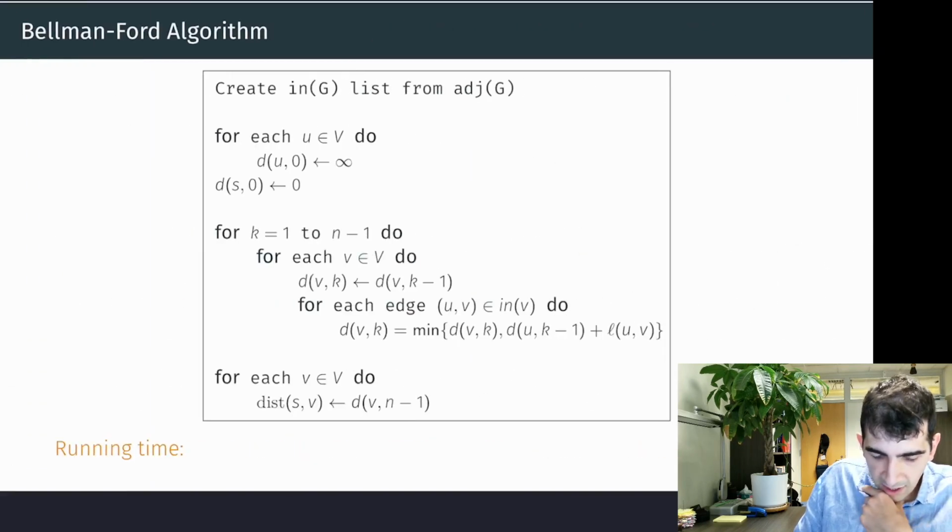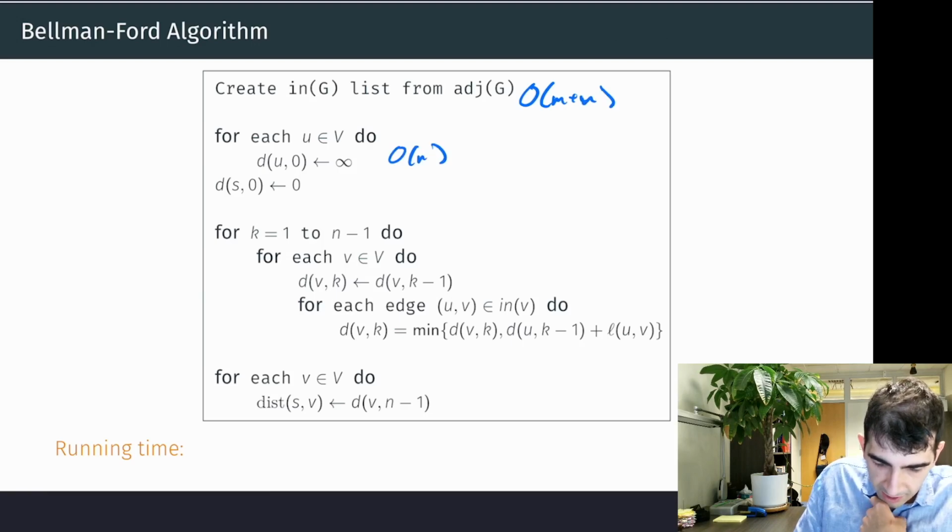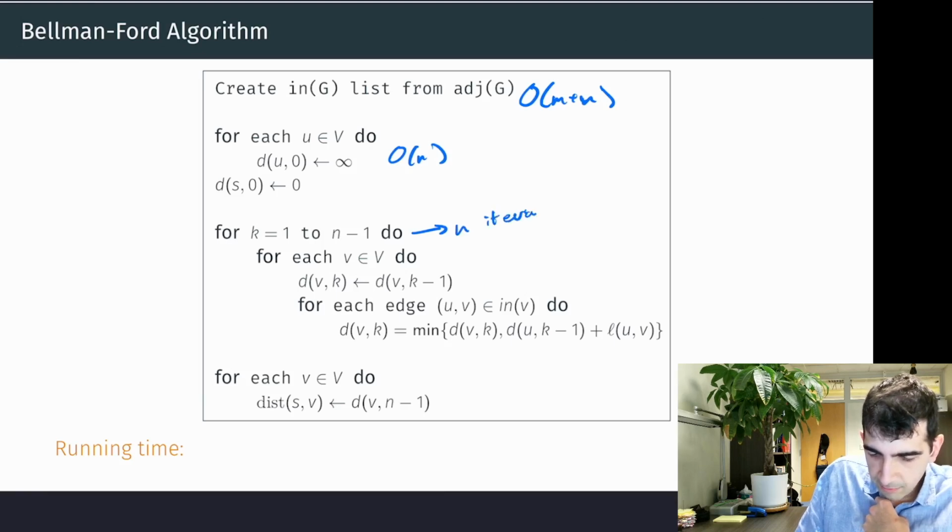So the question is, how much time does this take? Well, this takes O of m plus n time to create the in list. This takes O of n time. And here we have n minus 1 iterations, so let's just say n iterations, because the number of hops could be at most n minus 1. And then we have basically these two loops here.